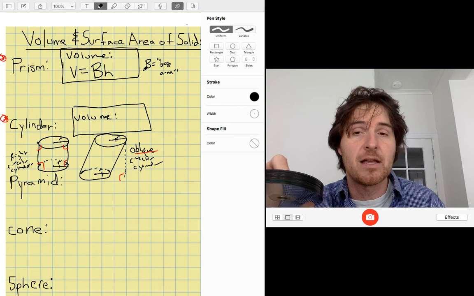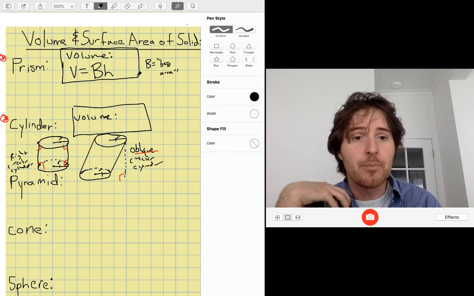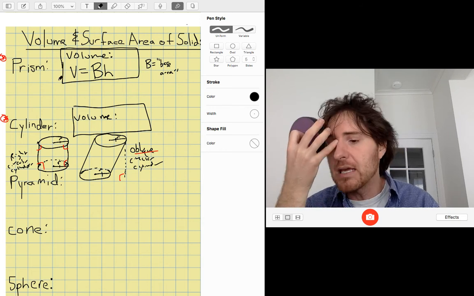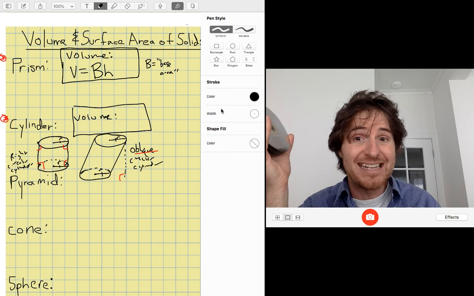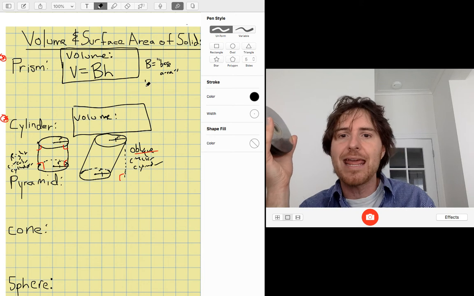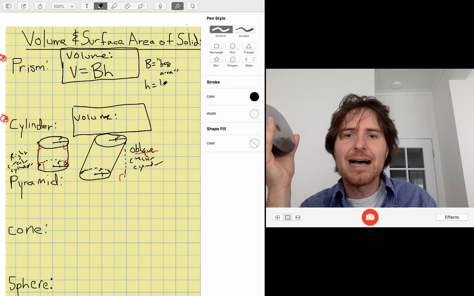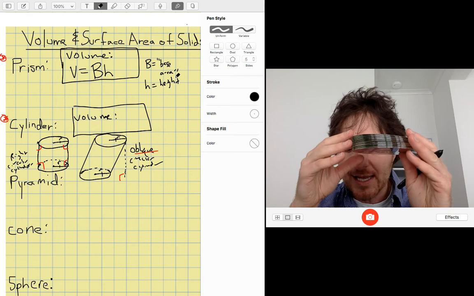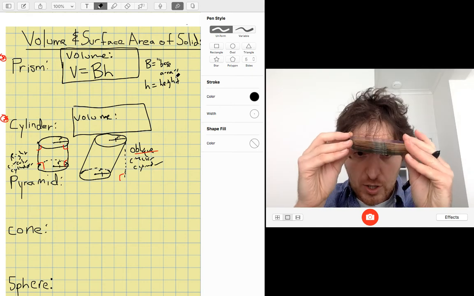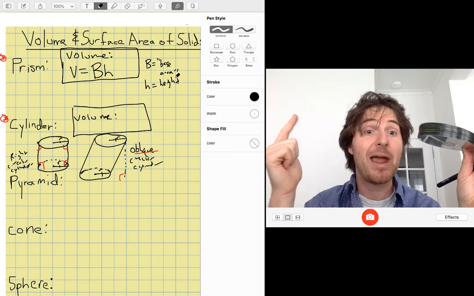Length times width for a rectangle, or if you have a triangular prism, then it would be 1/2 the base dimension, right? Lowercase b times lowercase h, okay? B is base area and h equals the height. So remember, your bases are your congruent figures that are parallel to each other, in parallel planes here.